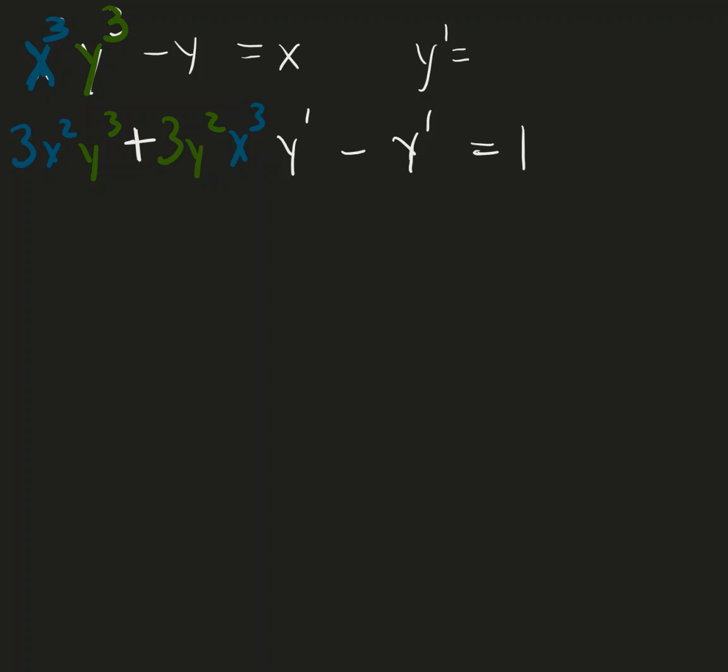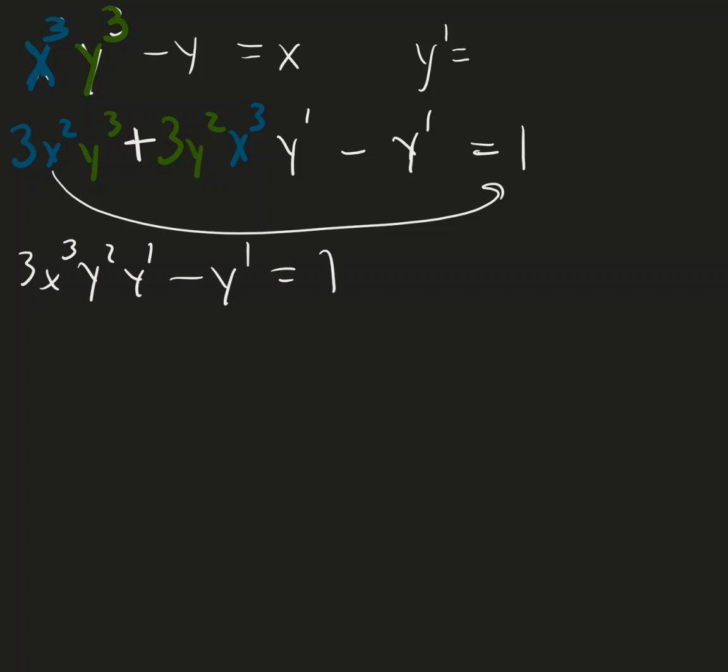Now we just need to be able to manipulate our equation to solve this for y prime. So anything that doesn't have a y prime on it, I'm going to subtract over. I'm going to put this in alphabetical order here. And so this would be 1 minus 3x squared y cubed. Okay, now that all the terms on the left have a y prime, I can factor it out like a GCF.